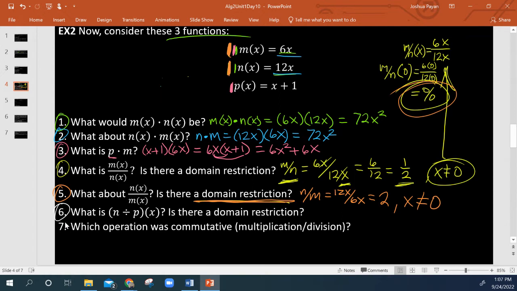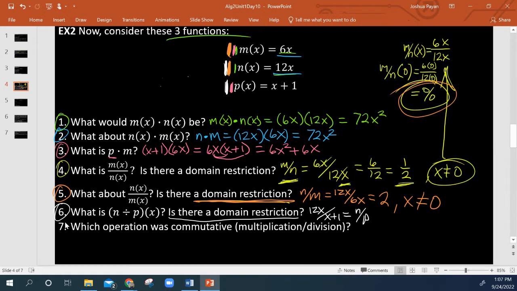Let's see, running out of colors now. Okay, n divided by p. So that would be 12x over x plus 1. And we see that because of that, we can't simplify any further, right? So that's going to stay as is. So that's n over p. And is there a domain restriction?